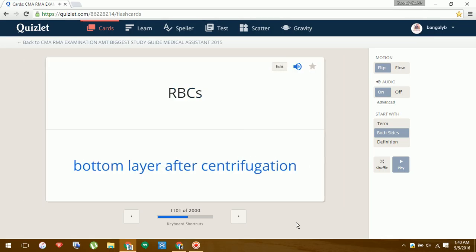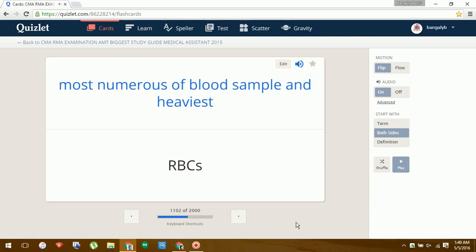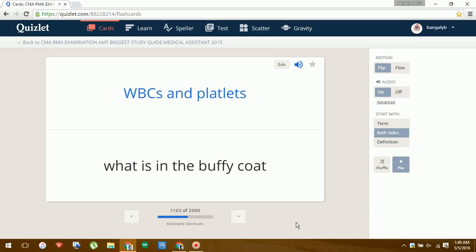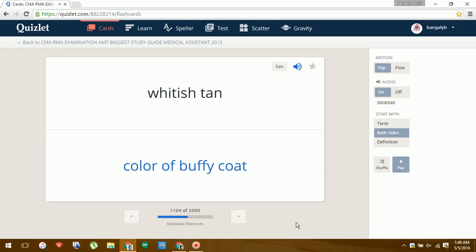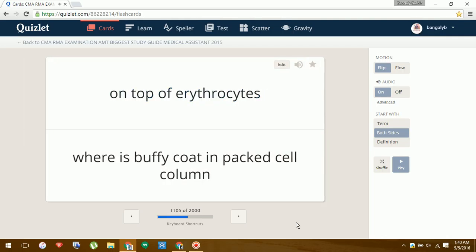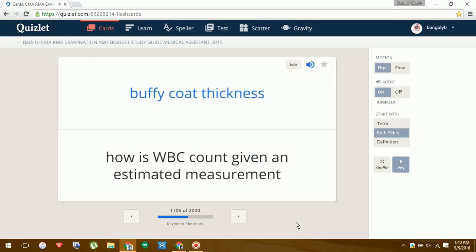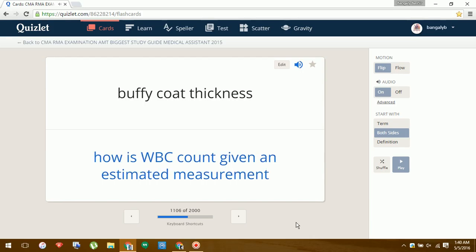RBCs. Bottom layer after centrifugation. Most numerous of blood sample and heaviest. RBCs. WBCs and platelets. What is in the Buffy coat? Whitish tan. Color of Buffy coat. On top of erythrocytes. Where is Buffy coat in the cell column? Buffy coat thickness. How is WBC count given an estimated measurement?